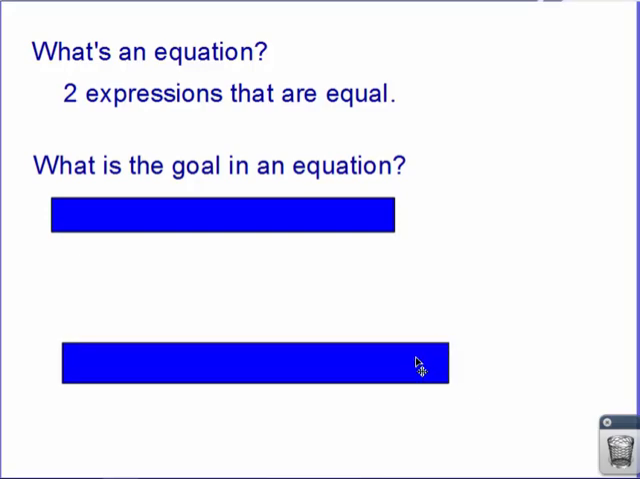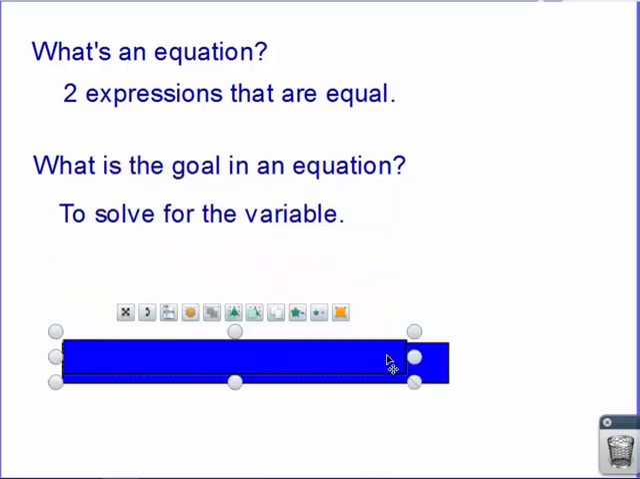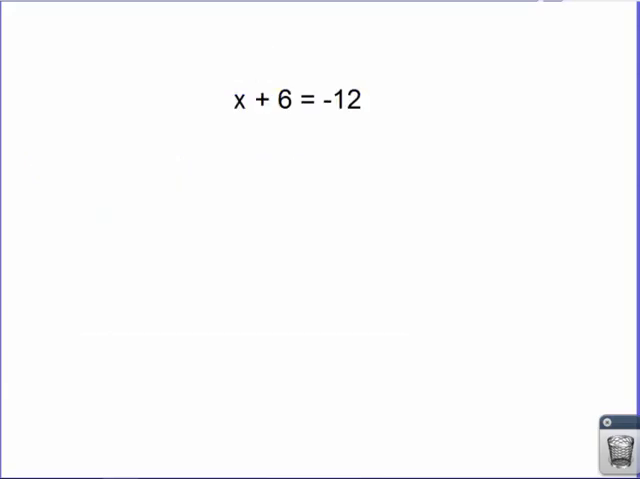And we have one goal. So what is the goal for an equation? To solve for the variable, to figure out what that letter represents. So let's just kind of review a couple things so that you can complete your assignment today. So if I give you an equation like this, first off, this says that I've got some number, and if I add 6 to it, I'm going to get negative 12.